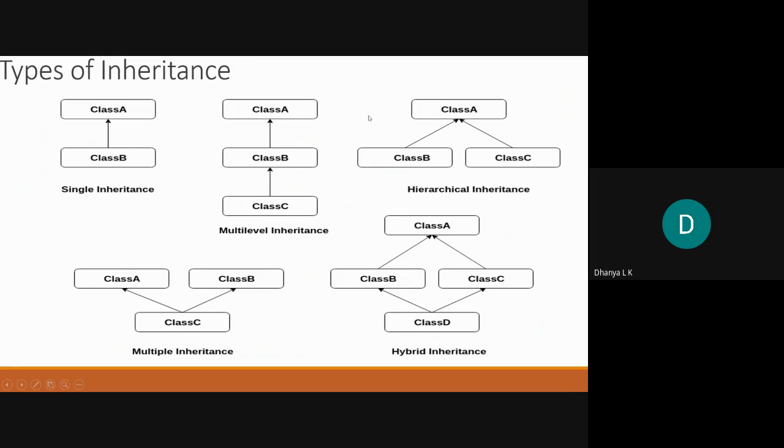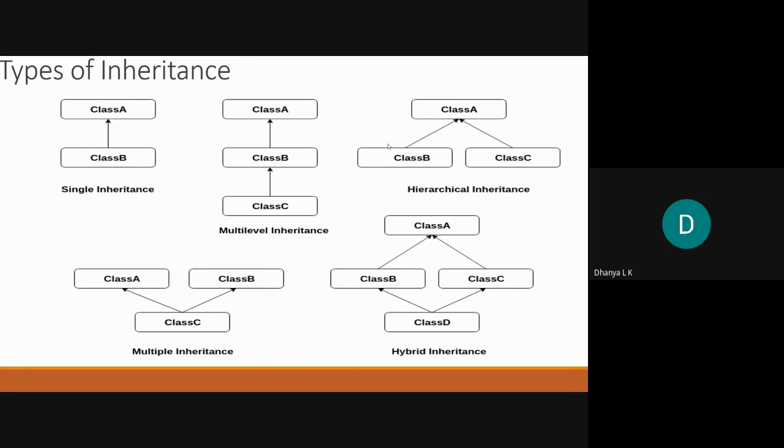Okay, so this is hierarchical inheritance. Hierarchical inheritance means one parent, two children. So in our life also, the father is having two children. All the properties are available to both children. Like that, there is one class and two child classes. All the features from the parent class are available to all the child classes. So that is hierarchical inheritance: one parent and more than one child.